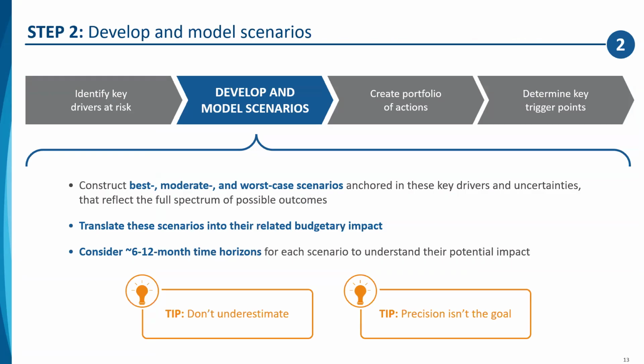So in step two, this involves developing the best, moderate, and worst case scenarios that reflect the full spectrum of possible outcomes for your organization. So you'll build these scenarios around two things. One is the key drivers of organizational impact and economics facing high levels of risk that you've developed in the previous step. And then you'll also consider the few most outside of your control that directly impact you. For example, scenarios, you'll model their related impact on your budget using the time horizon that's most appropriate for your organization.